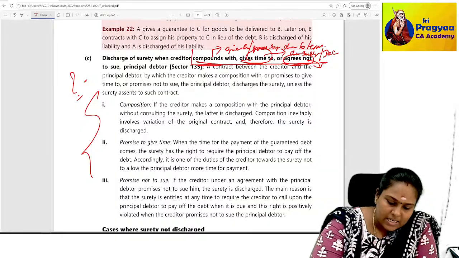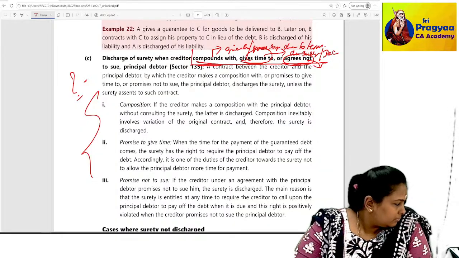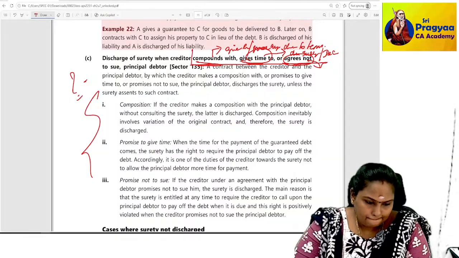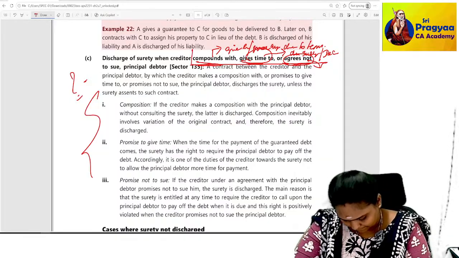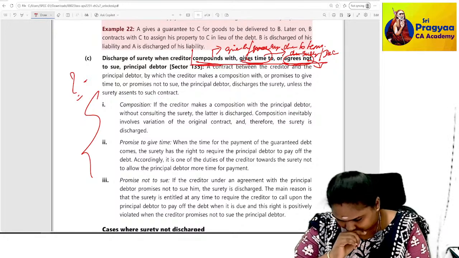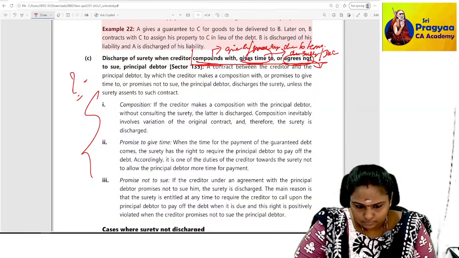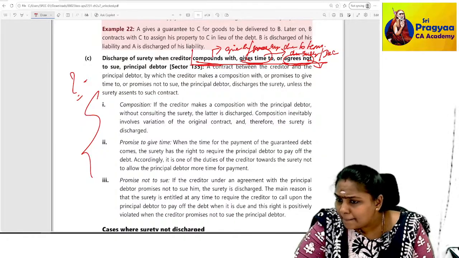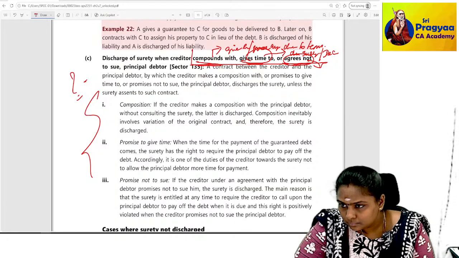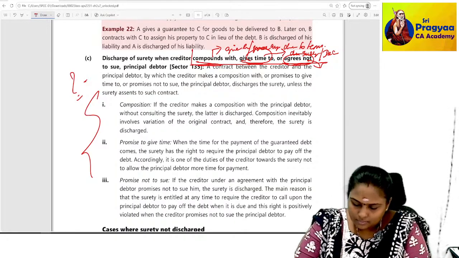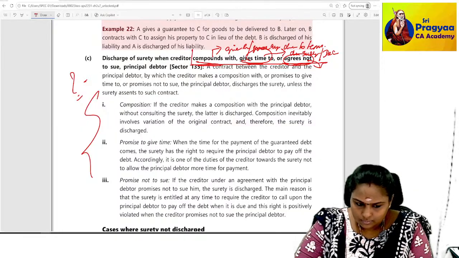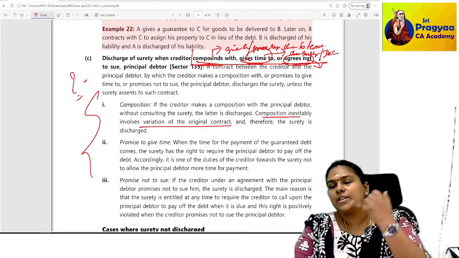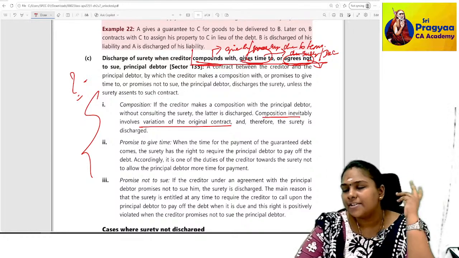I will give you 2 minutes. Please read point number C. Lohitaksha, any doubt? No, ma'am. Similar. Here itself they have given composition; inevitably it involves what? Variation in the original contract. Variation involves what? Novation also. Variation involves alteration also.